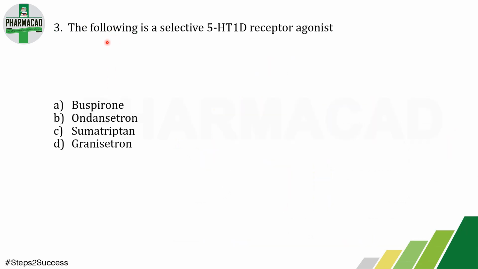Next question. The following is a selective 5-HT1D receptor agonist. Please highlight agonist. The options include buspirone, ondansetron, sumatriptan and granisetron. Let's look at the solution.